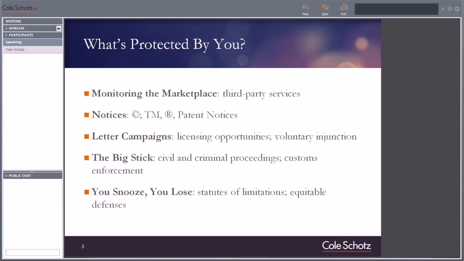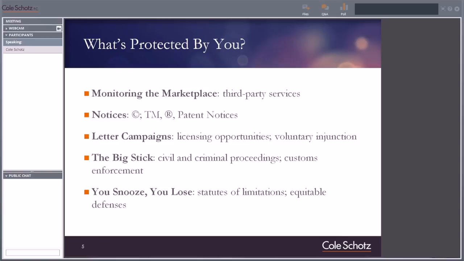So what are some other things an IP owner can do to discourage others from using their IP without authorization? Well, the first step is to make sure people are aware of your ownership rights. And the easiest way to do that is through notice.